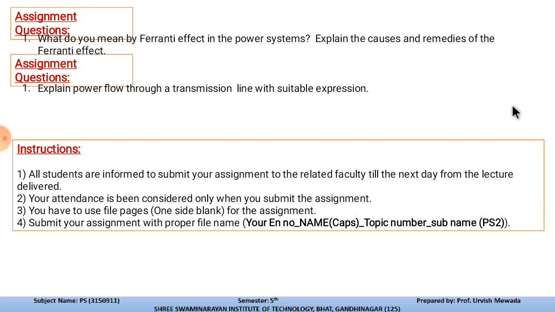This is all about the last topic of this chapter, and after this we will discuss the circle diagram at the receiving end of the transmission line. That will be the last topic of this chapter.